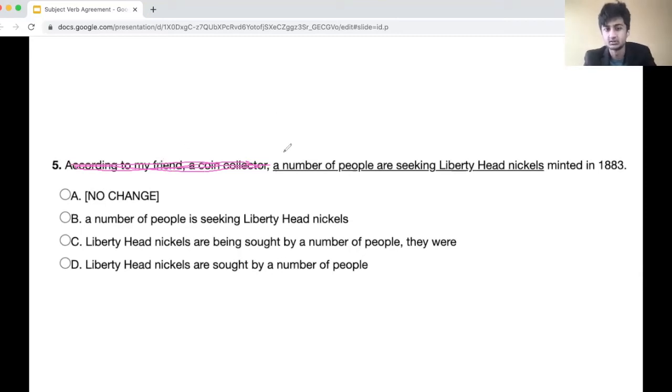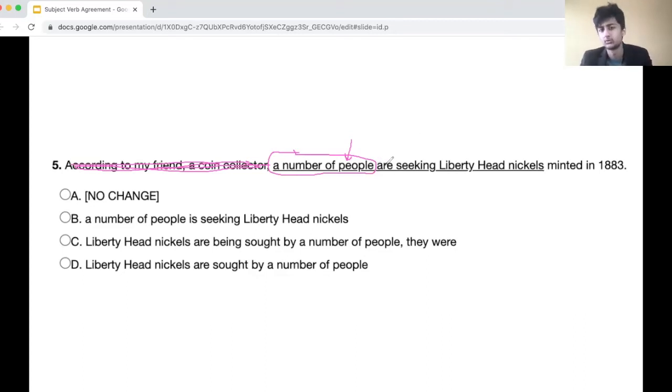Now, what's the subject? The subject is going to be a number of people. A number of people is actually a plural noun. And now this is tricky, because people is one of those nouns that makes the entire phrase and the entire subject plural as well. So person is the singular version, people is going to be the plural version.